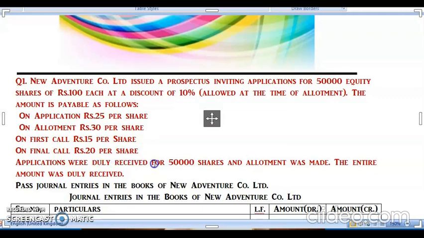Applications were duly received for 50,000 shares and allotment was made. The entire amount was duly received. So here students, let us calculate the value first. If you have an equity share of 100 rupees on which there is a 10% discount, then how much total value should you have? 100 minus 10, meaning 90 rupees total value should be collected, students.